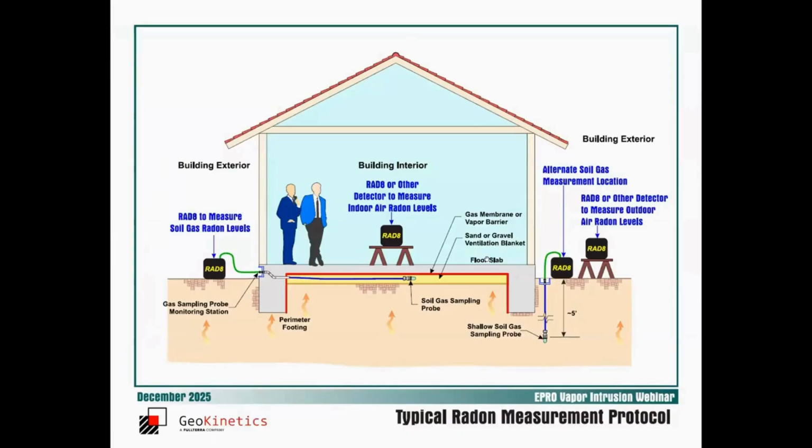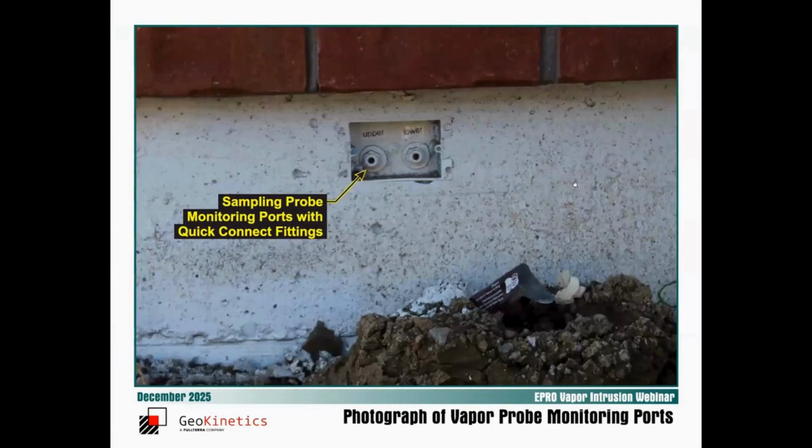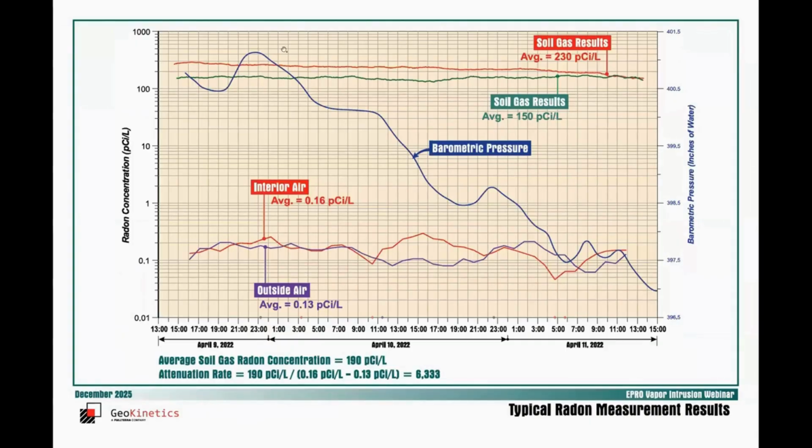What we typically do, we'll have a gas probe beneath the barrier, and we'll measure the radon concentration in that probe. We'll measure it in the indoor air, and we'll measure it in the outdoor air concurrently over a minimum of a 24-hour period. Typical gas probe connections, we usually terminate them in the foundation stem wall. Typical results: soil gas levels up here, around 150, 200 picocuries per liter, indoor and outdoor air down here.